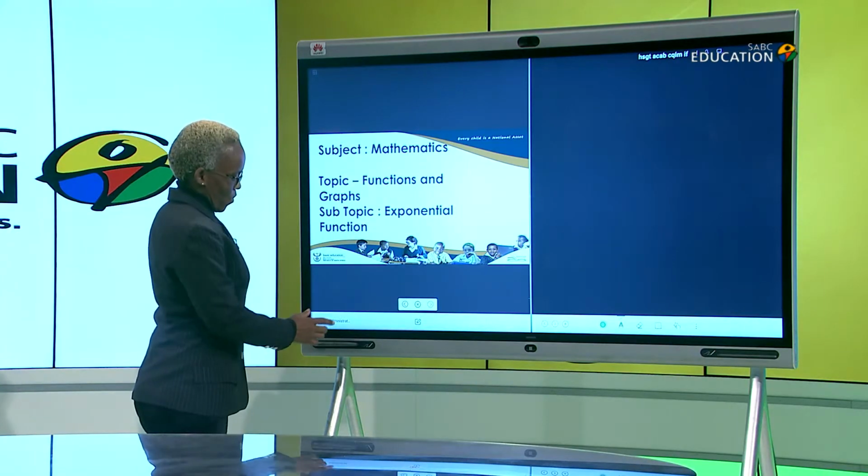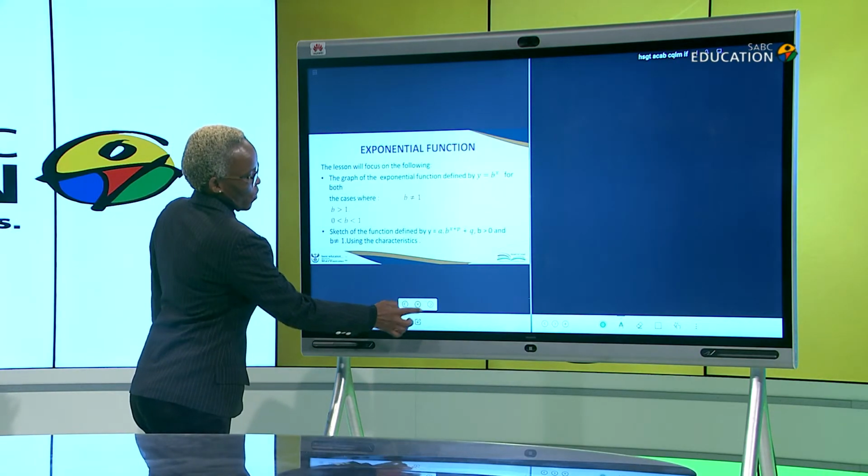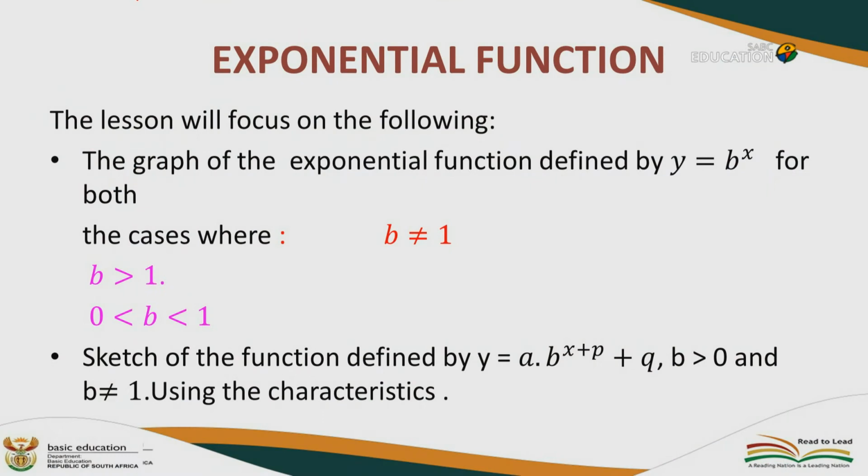Now, we must understand the objective or the focus for this lesson. So the focus for the day will be the graphs of exponential functions defined by y equals b exponent x for two cases. Our first case is b is greater than 1. Our second case is b is greater than 0 but less than 1.